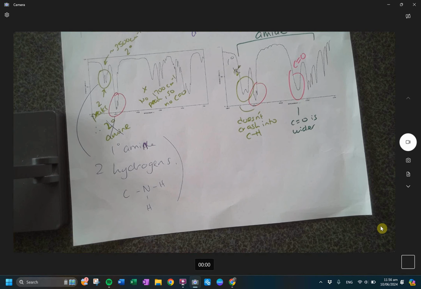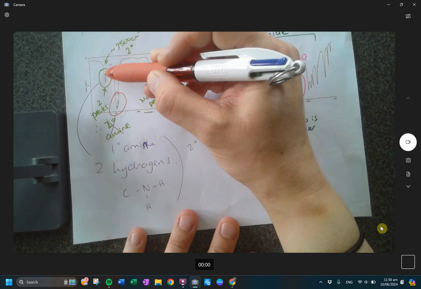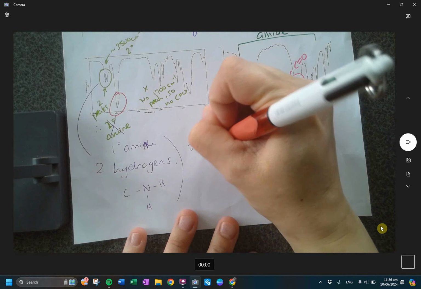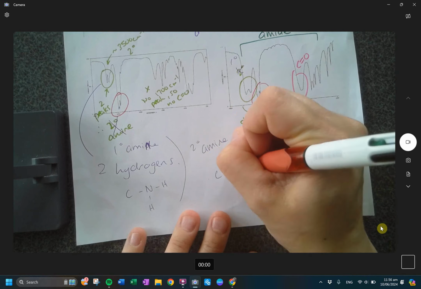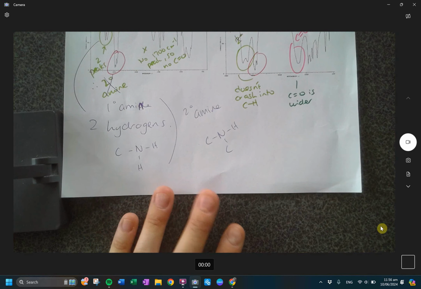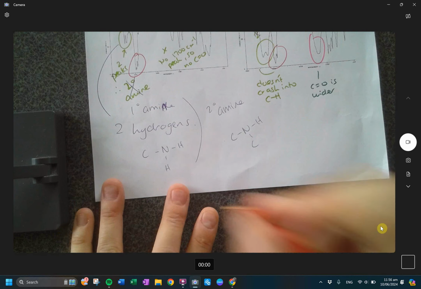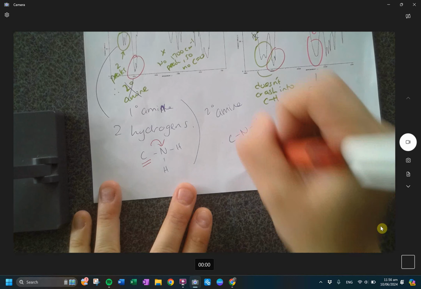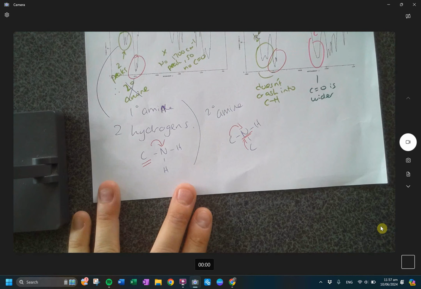If I had a secondary amide, which can come up, it would only have the 1 peak, and it'd be really shallow like that. And it would be a carbon with a nitrogen with another carbon and a hydrogen. So I was referencing the wrong component. I should have been referencing the number of carbons attached to the nitrogen. This nitrogen has 2 carbons. Okay?